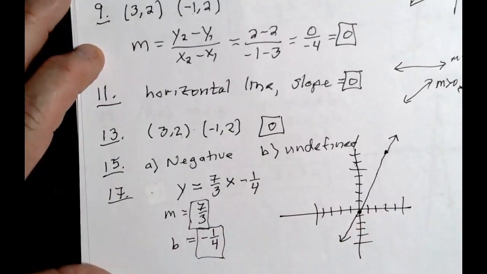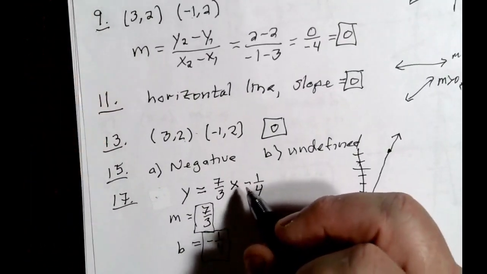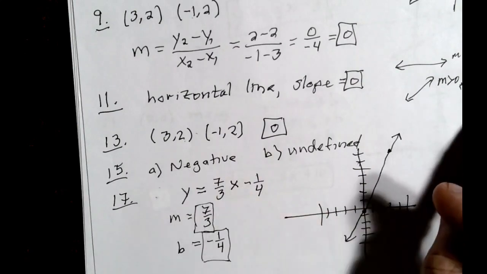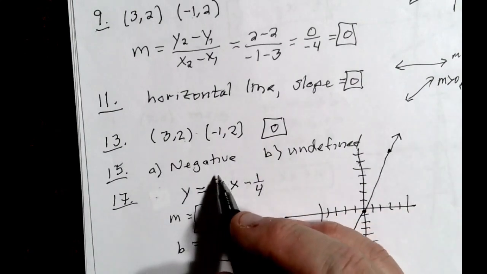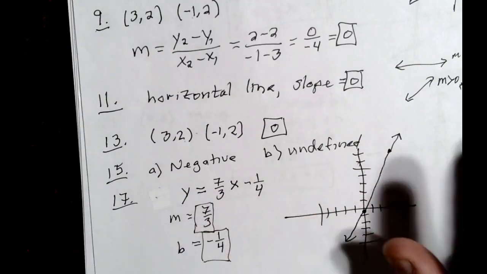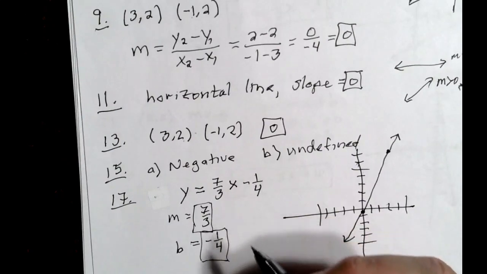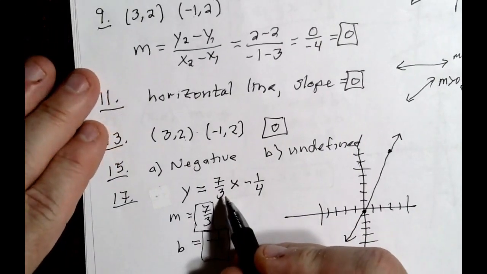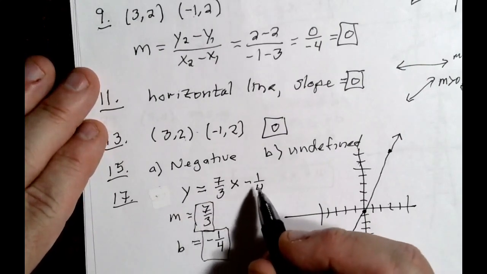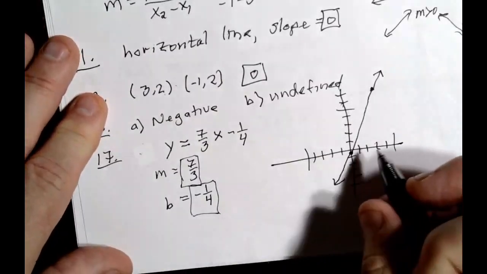Number 15, they show you 2 different lines and determine the slope. So 15, you got one that's going down from left to right, so it's negative, and one that's going straight up and down, so that's undefined. 17 says find the slope, y-intercept, and graph it. Well, the slope is just the number in front of x when you have y equals. This is the slope and this is the y-intercept. Okay? So how do you graph that?